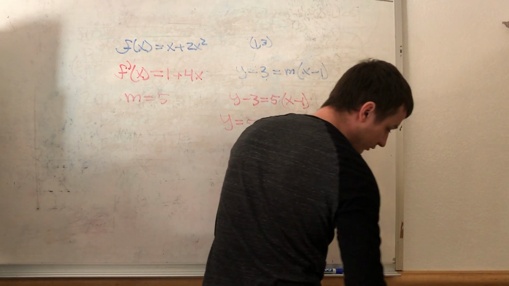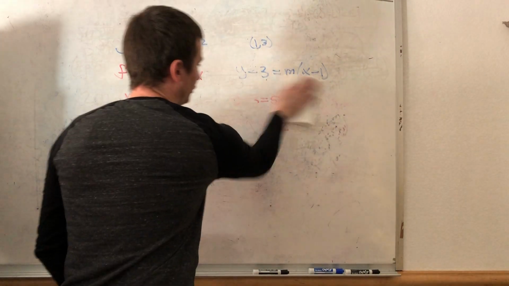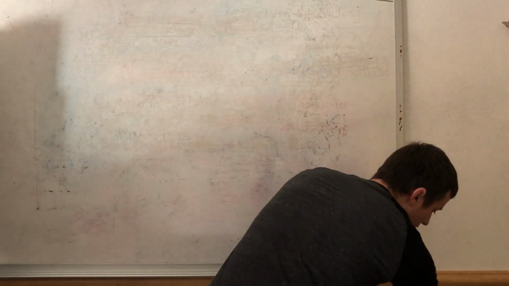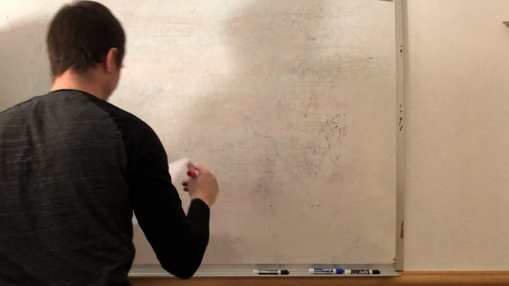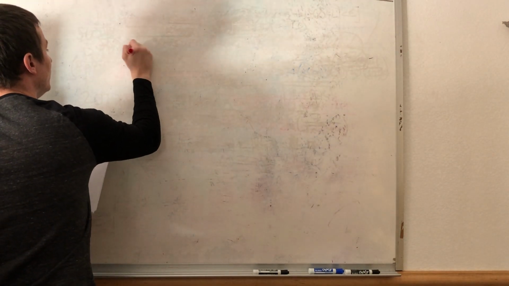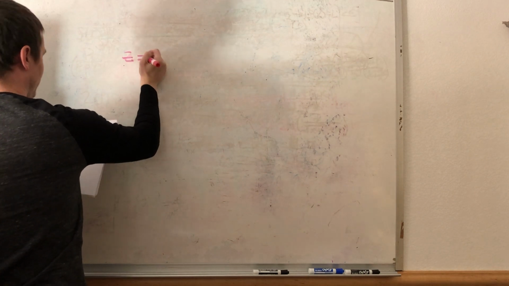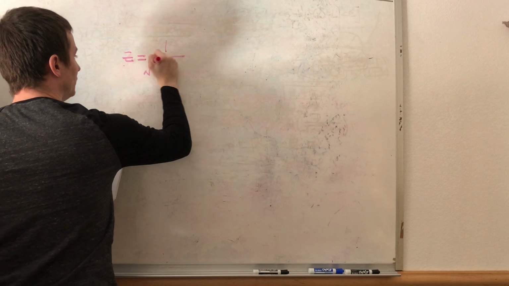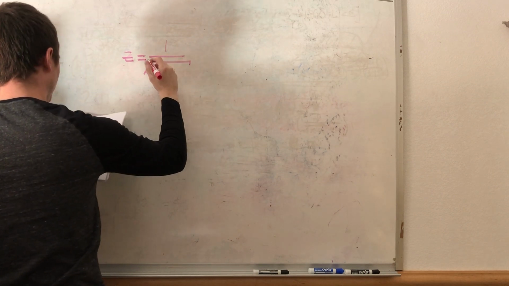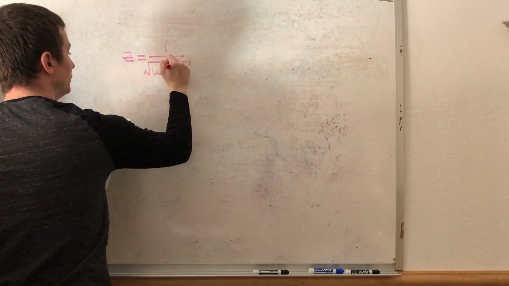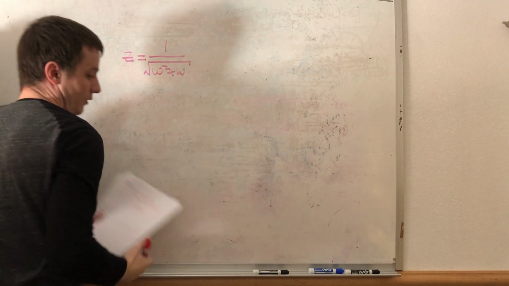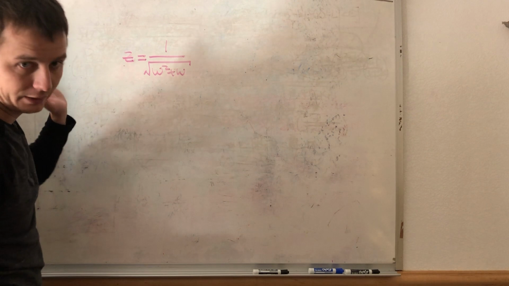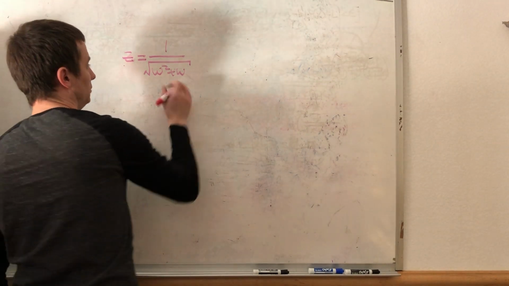Okay, our next problem is just to calculate a derivative with respect to a given variable of our function. Our function is z is equal to 1 over the square root of w squared plus w. Our job is to find the derivative of this function with respect to w. So we're trying to find dz with respect to w.